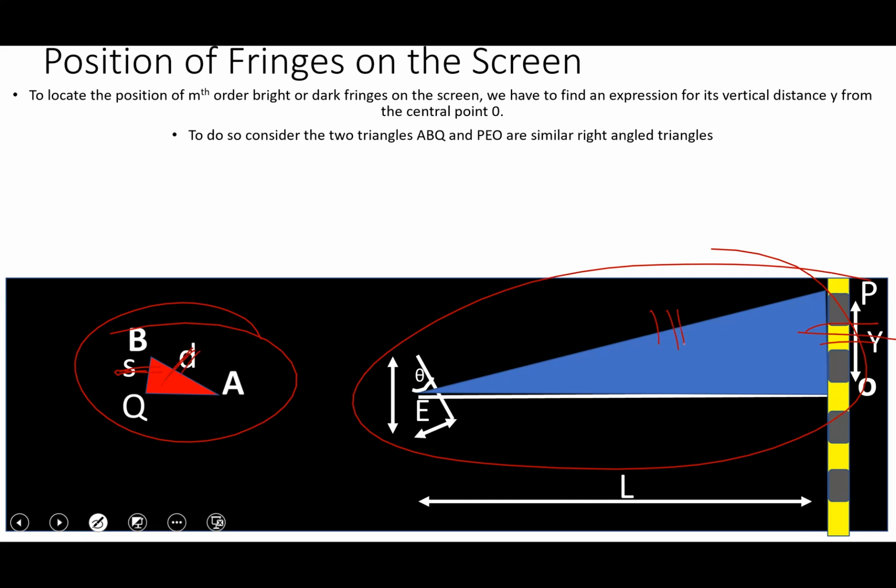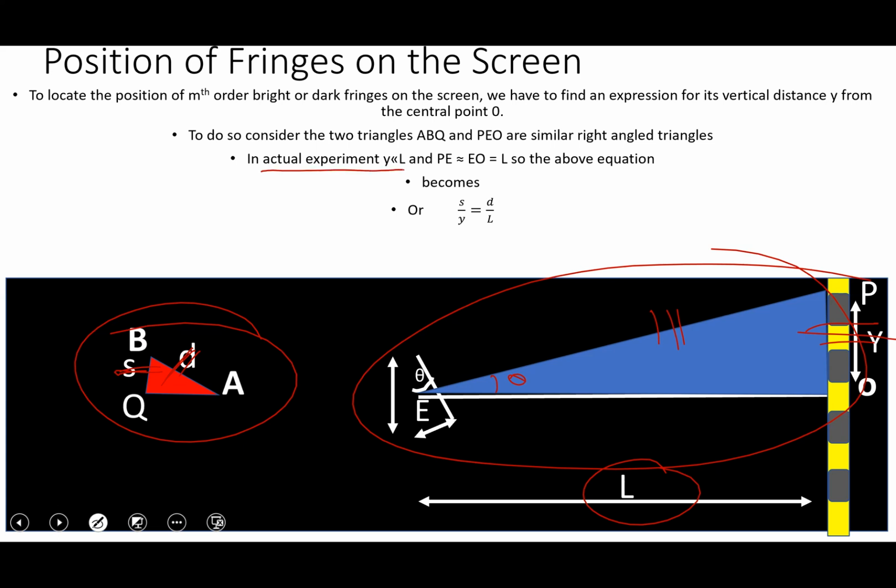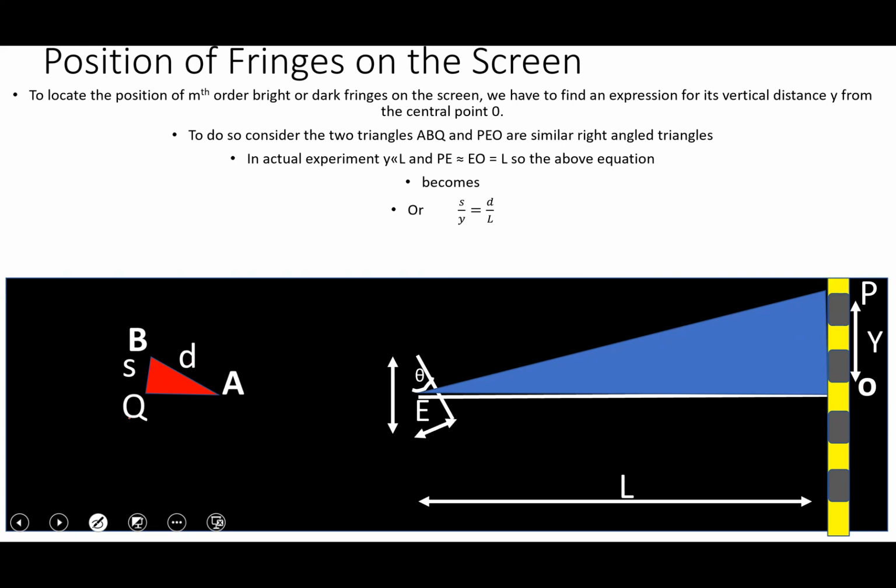And the hypotenuse is almost equal to L because theta is very, very small, we can say in this case. So in actual, y is very, very smaller than L, and PE is almost equal to EQ. That means this distance is almost equal to this distance, or we can say when point P is very close to point O, PE is almost equal to EQ, which is the distance L, as mentioned over here.